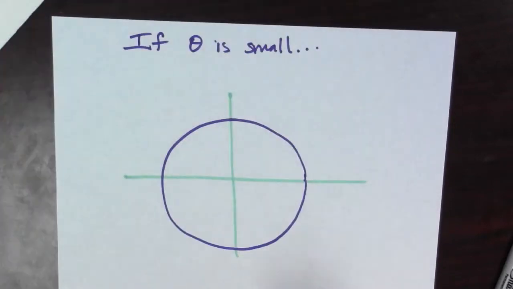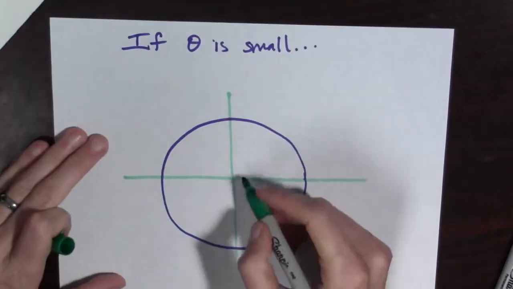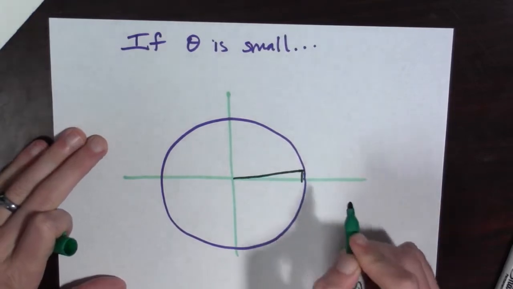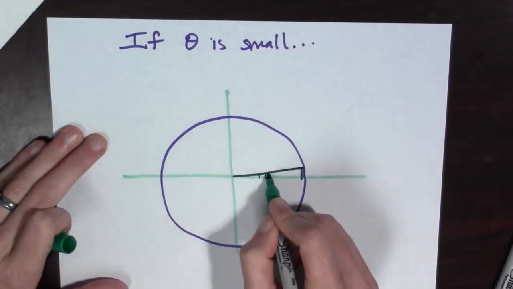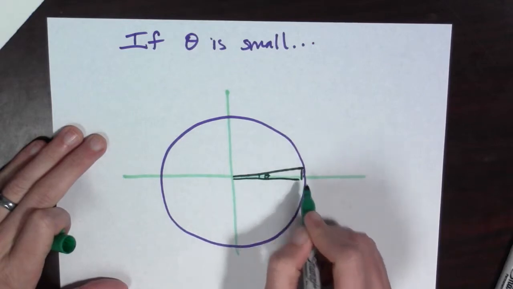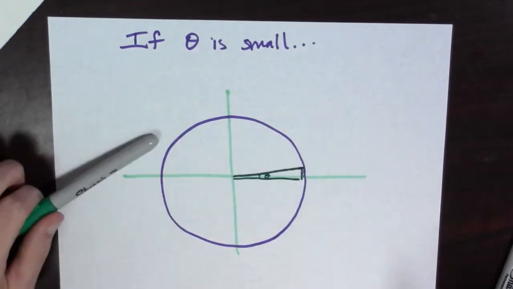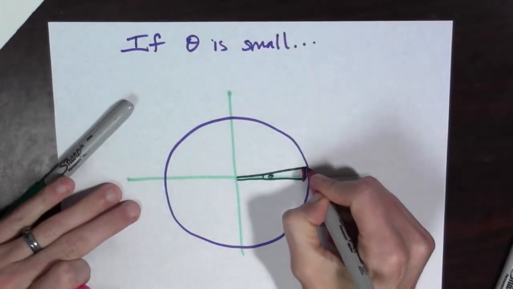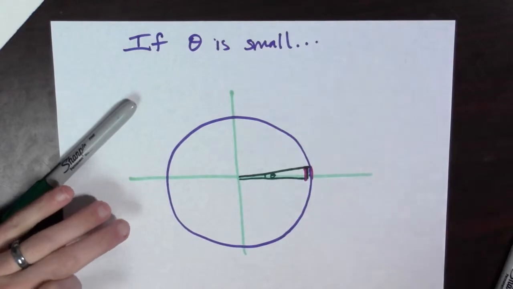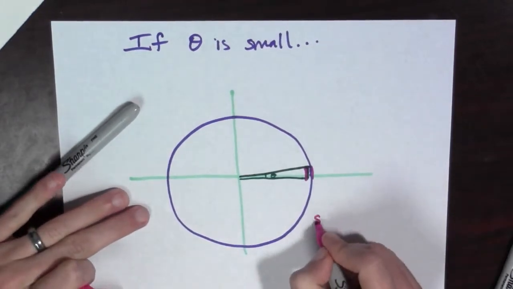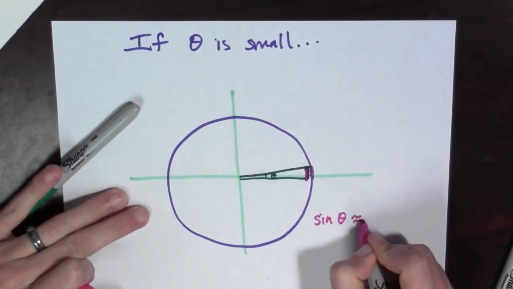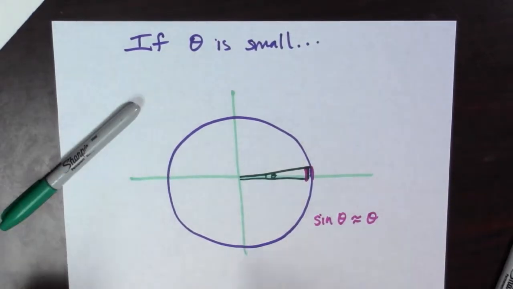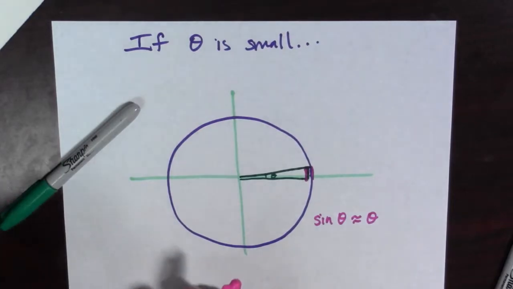But again, if theta is small, let's think about this. Here is theta. Now here's our triangle. Here's theta. I can barely see it. Where is sine theta? Well, sine theta is this height here, which is about this arc length. So sine theta is approximately theta when theta is small. This is another slightly different explanation.